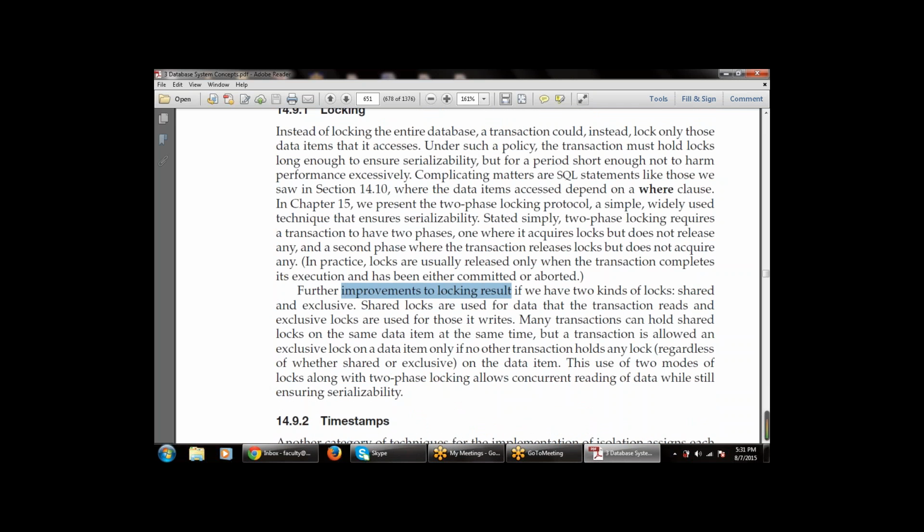Further improvements to locking result if we have two kinds of locks, the shared and the exclusive lock. A shared lock means the lock is shared among those who access the data. An exclusive lock means that only the owner can use the lock. Shared locks are used for data that the transaction reads, and exclusive locks for data that the transaction writes. That means for writing there will be an exclusive lock, and for reading there will be a shared lock.